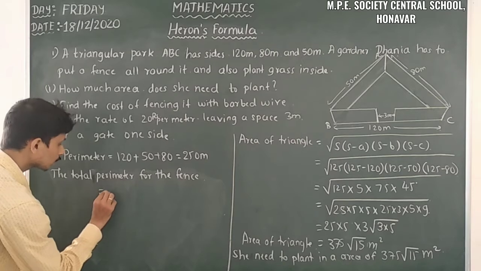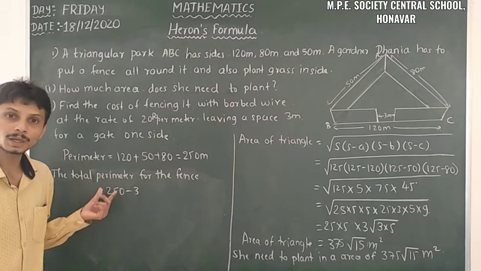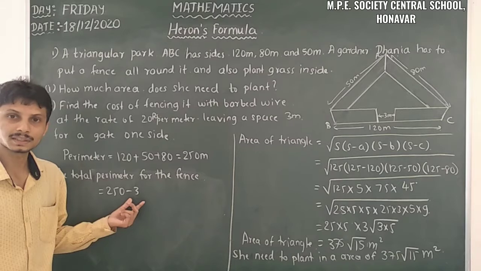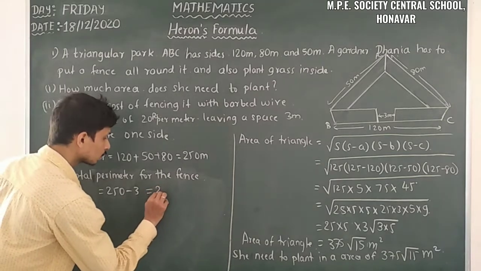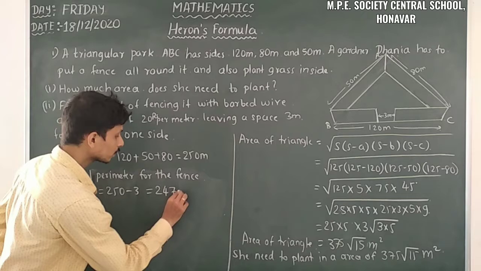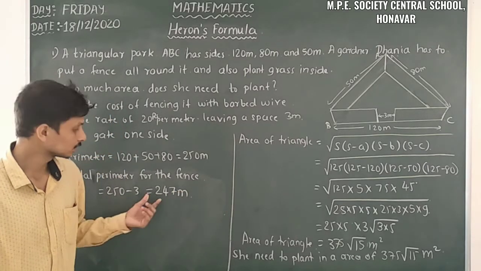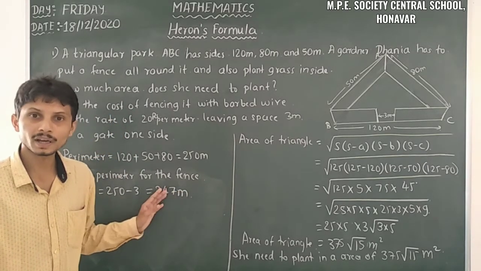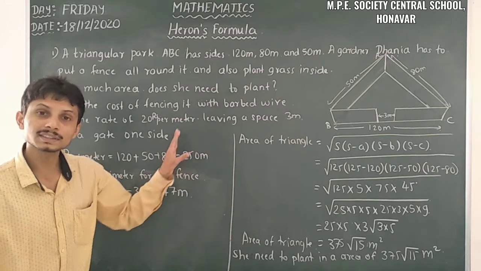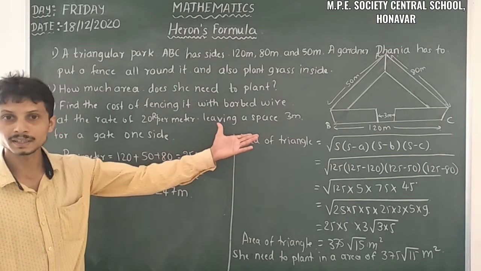So that is 250 minus 3. So in total perimeter we have to subtract this 3 meter. So what happens here? It is 247. So in 247 meter we have to fence around this triangular part. So 3 meter we have to leave for this gate.